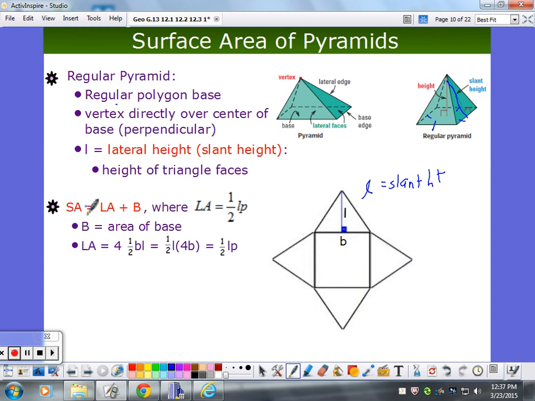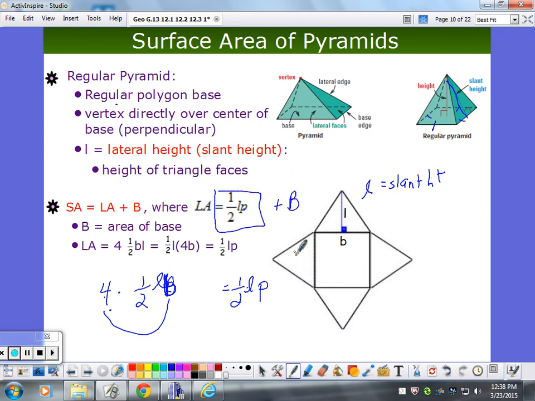So surface area is the lateral area, which is all the triangles, plus uppercase B, area of the base. Lateral area is 1/2 L times P, where P is the perimeter of the base. One of the triangles is 1/2 LP. I've got 4 of these triangles. So I put the 4 and the base together, and you get P, because that's the perimeter. So it's 1/2 lateral or slant height times perimeter of the base. That's the lateral area. And then you're going to add to the lateral area the area of your base. Okay.